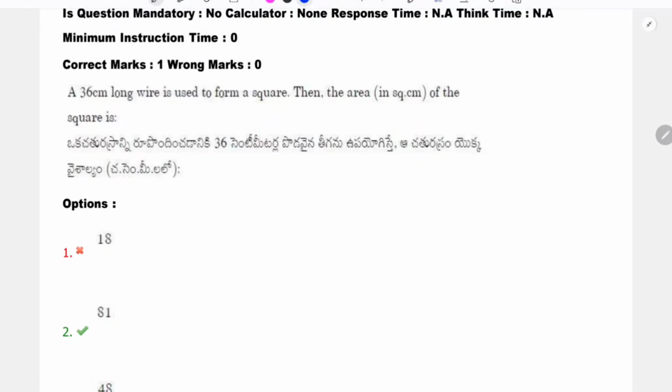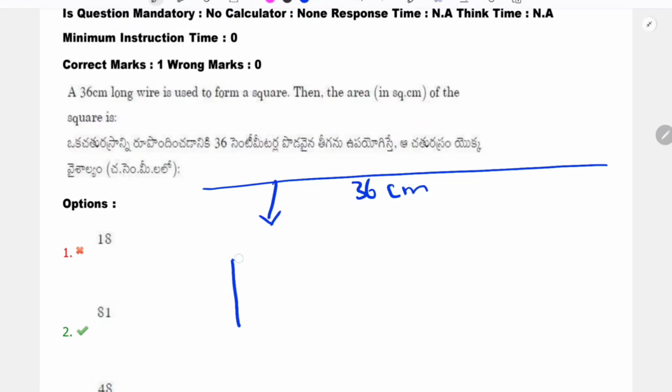Then the next question. A 36 centimeter long wire is used to form a square. Then the area of the square is? So here we have a wire. What is the length of this wire? 36 centimeter. The same wire they have changed to the shape of a square. Square means 4 sides are equal. So what will be the side then?